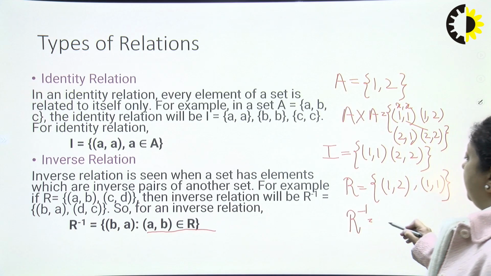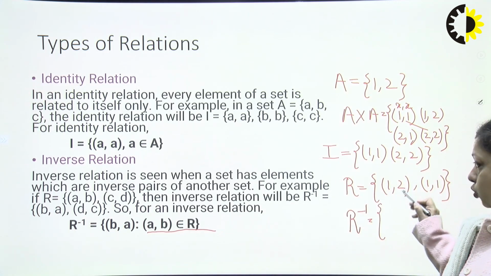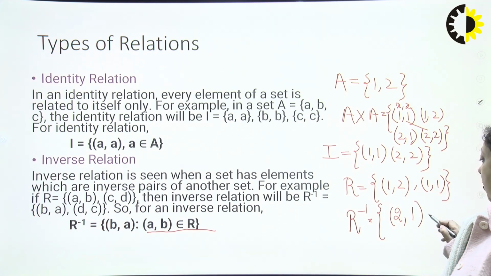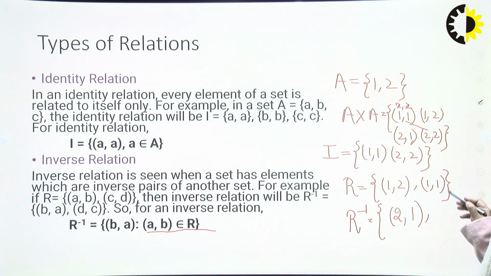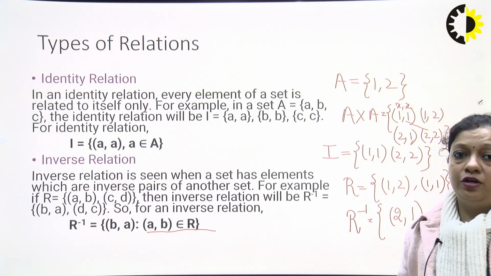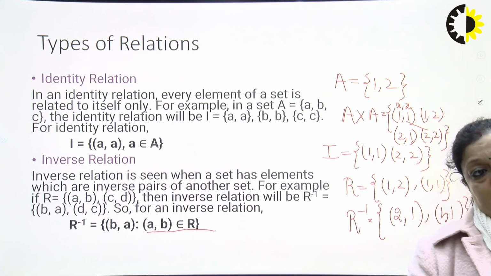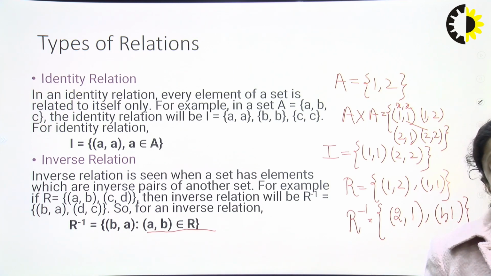R. So what does that mean? Here R inverse will contain, just reverse this, the first element from b and the second from a, (2, 1). Now here, since both the elements are same, it will remain (1, 1). So this is going to give me the R inverse. So whatever I have in my relation R as (a, b), I'll just reverse it and I'll get the inverse relation, that is R inverse is equal to (b, a) for all the ordered pairs (a, b) that belong to R.